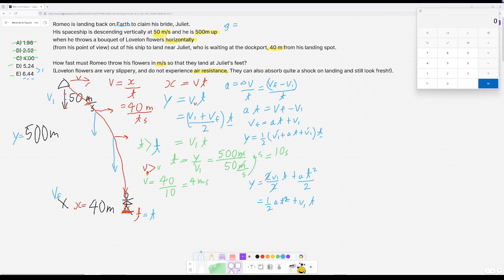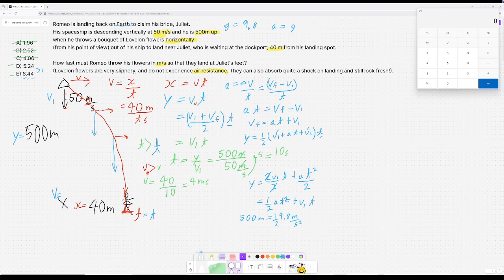Now, we do already know that this is Earth's gravity. Earth's gravitational constant is approximately 9.8. In that case, this is going to be our A. A is going to be G. So putting this in, just writing this through, we get 500 meters equals 1/2 times 9.8 meters per second squared.